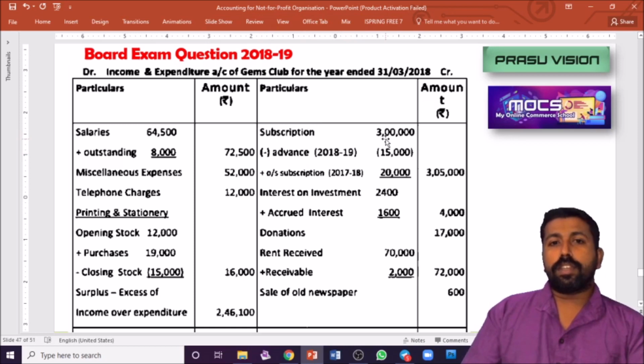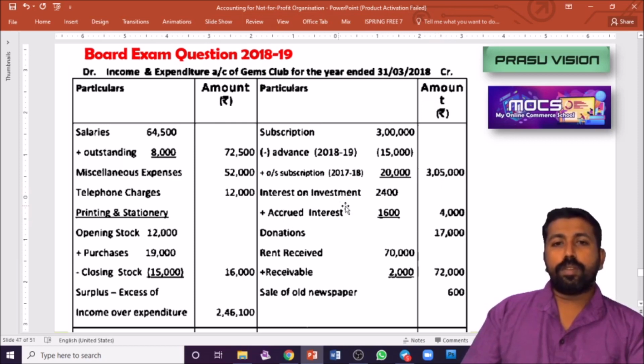Before that, subscription received in advance 15,000 will be deducted at the end of the year. And outstanding subscription at the end of the year 20,000 will be added. We will get 3,05,000 as the subscription for that particular year.